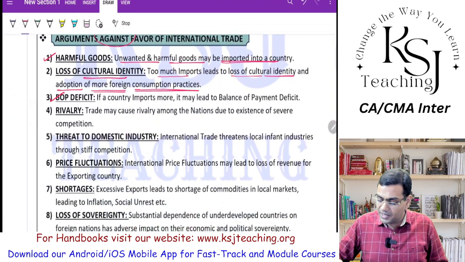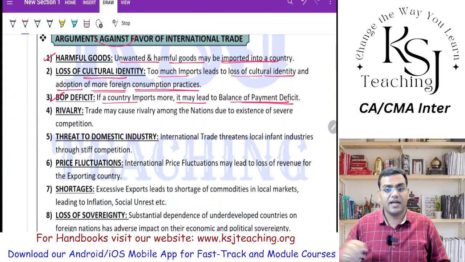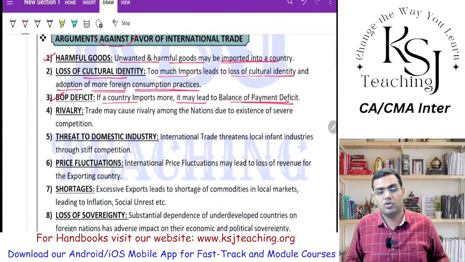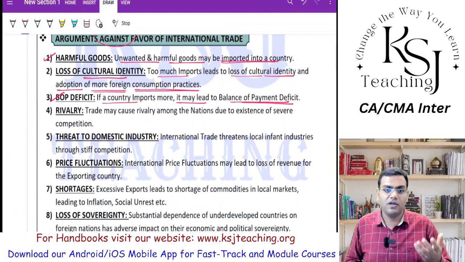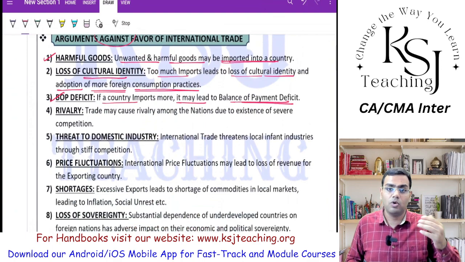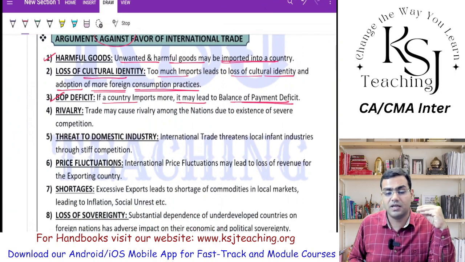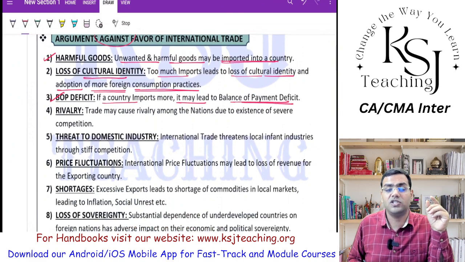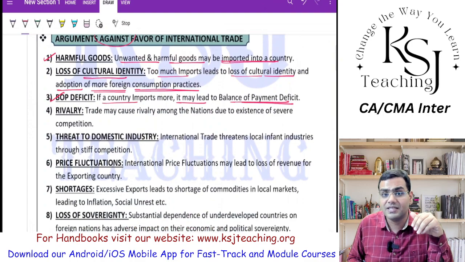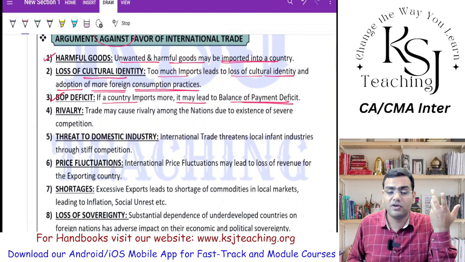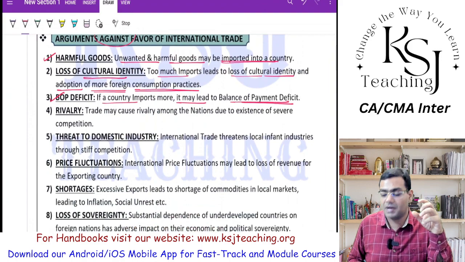The balance of payment deficit: if the country imports more, it may lead to a balance of payment deficit. If you have easy access to the global market, you might be importing a lot of things, right? Instead of more exports, you might be importing more raw material. Now if you are importing from another country, you will have to pay that country, right? So a balance of payment deficit means that what you receive from exports is less, and what you have to pay for imports is more. That is what balance of payment is.